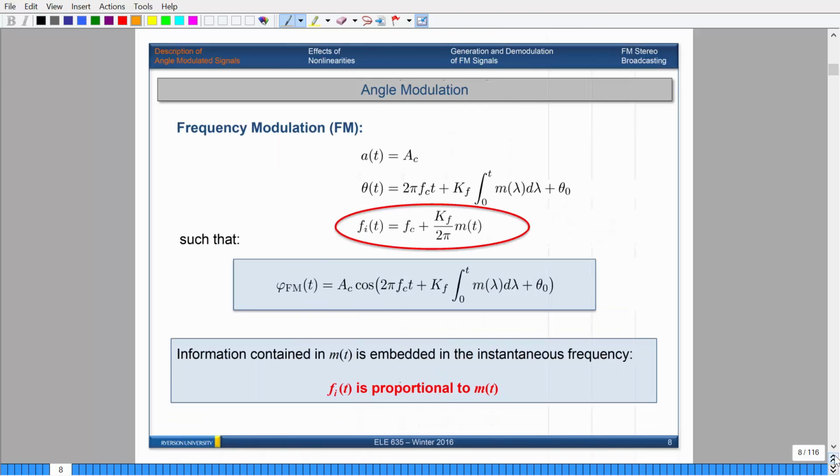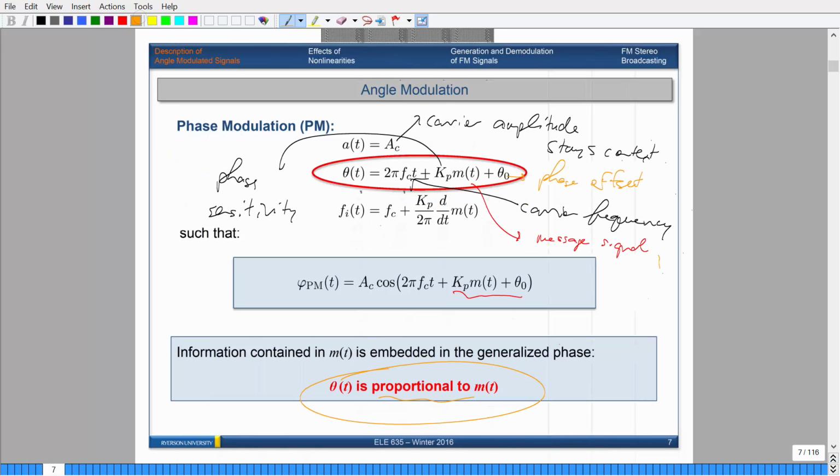Let me go back here. All right. So the next one, which is actually more common, is frequency modulation. This is the one we actually use the most, so this is more often used.